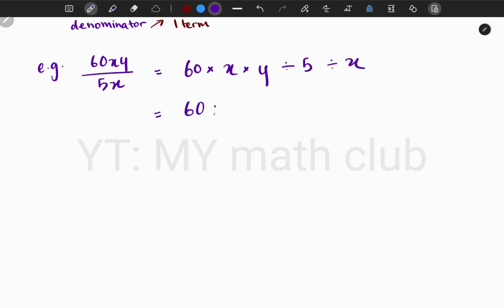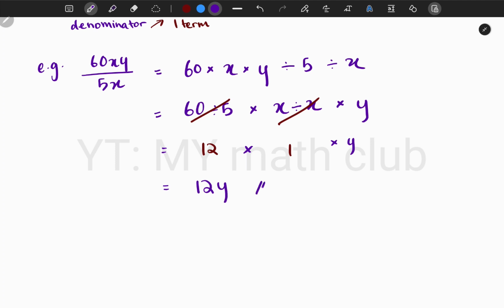We can rearrange this as 60 divided by 5 times x divided by x times y. Notice that I did not change anything in the expression except for the arrangement of the numbers and variables. Then we can simplify. So 60 divided by 5 is 12, x divided by x is 1, and multiply by y. And so we get 12 times 1 times y. Anything multiplied by 1 is itself, so 12y is your final simplified expression.